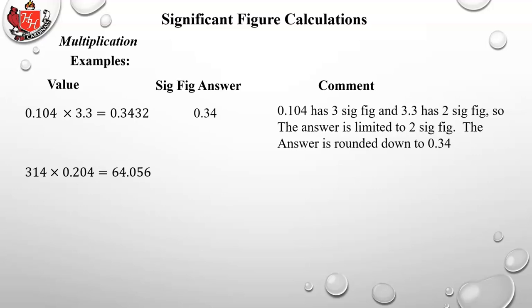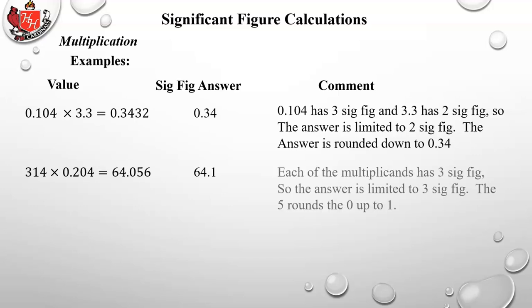314 and 0.204 both have 3 sig fig. There's the calculator answer. So the sig figs are going to be the 6, the 4, and that 0, but it's going to get rounded up to a 1. So there it is right there. Each of the multiplicands has 3 sig fig, so the answer is limited to 3 sig fig. The 5 rounds the 0 up to a 1.